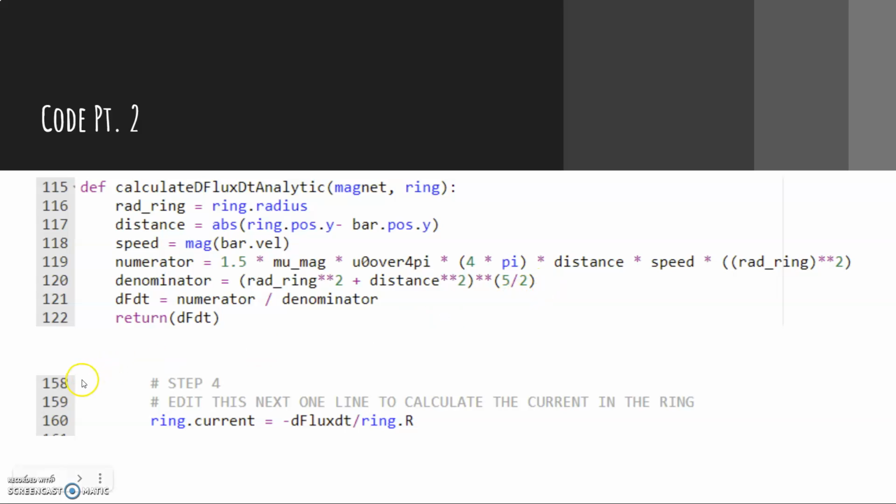Then for lines 158 to 160, this is the Faraday's law part of the lab. Faraday's law says that EMF is equal to the change in flux with respect to time. We also know that EMF, or potential V, is equal to IR. If we divide both sides by R, then we get current is equal to the change in flux with respect to time divided by the resistance.